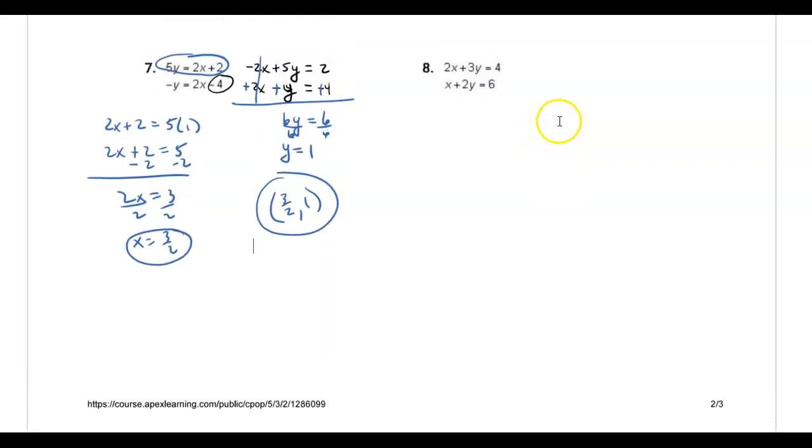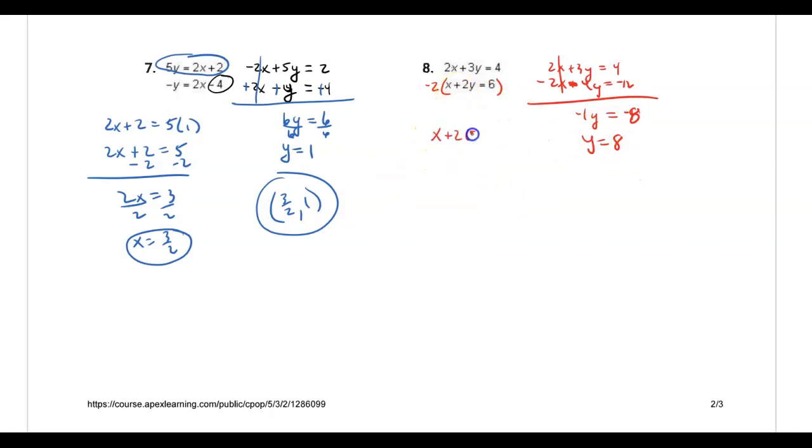All right, number 8 is like one of the problems that we did earlier. All I would do is multiply this top equation by -2, because that would give you 2x and -2x. So 2x plus 3y equals 4. -2x minus 4y equals -12. And now, -1y equals -8. Y equals 8. Okay? And if y equals 8, I can plug that back in.